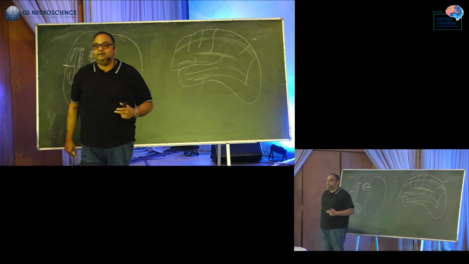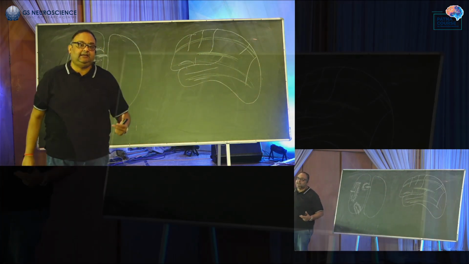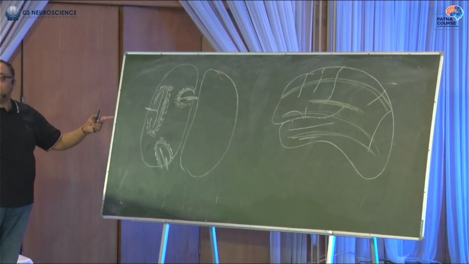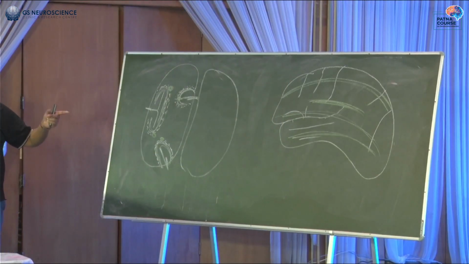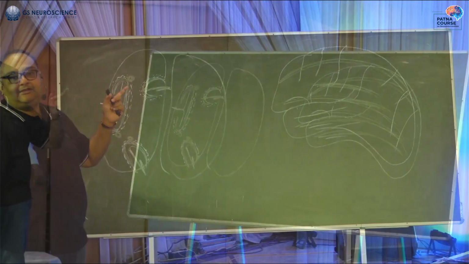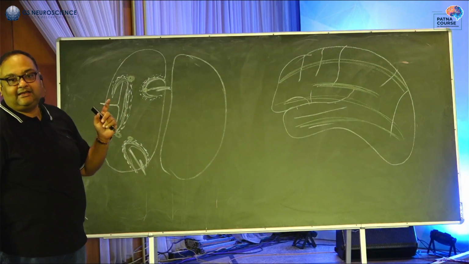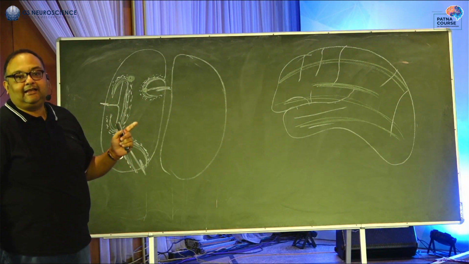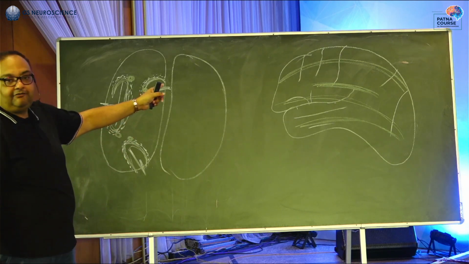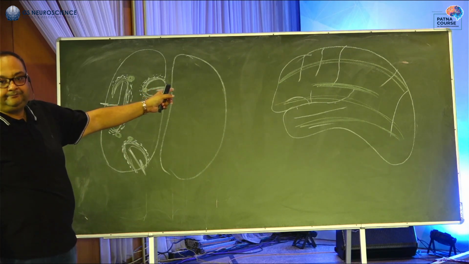So remember that in phylogeny, the association fiber systems, the longitudinal fiber systems which go from anterior to posterior, are phylogenetically much older than the projection fiber system, because till now we don't have a projection fiber system.